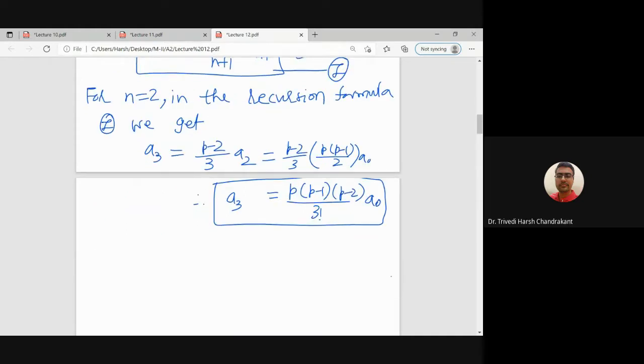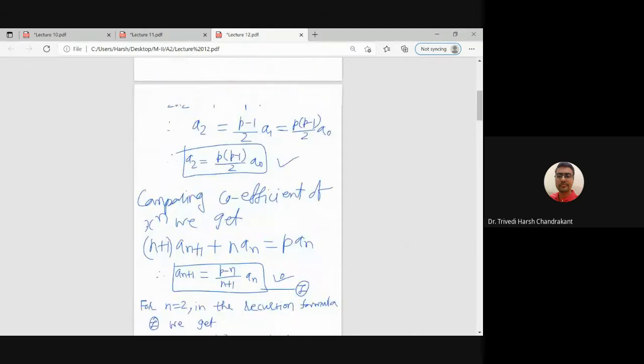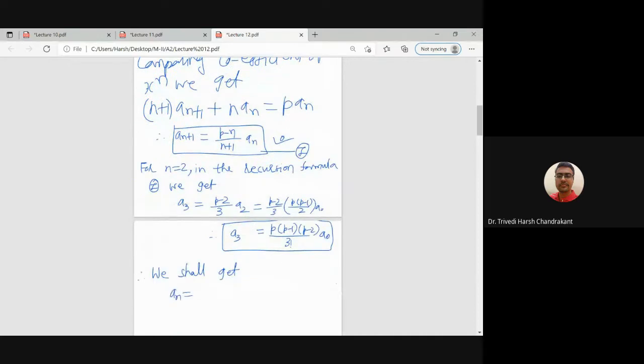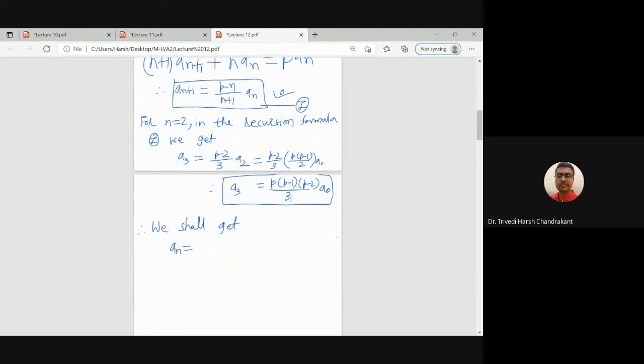Therefore we shall get the nth term an to be, what will be the nth term? Now we can guess that, because a1 is p times a0, a2 is p minus 1 by 2 a0, and this is p minus 1, p minus 2 by 3 factorial a0. So the nth term will be p minus 1 up to p minus n plus 1 divided by n factorial times a0. Right. And what is a0?